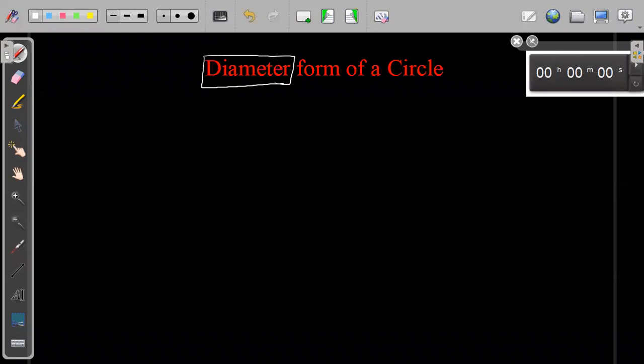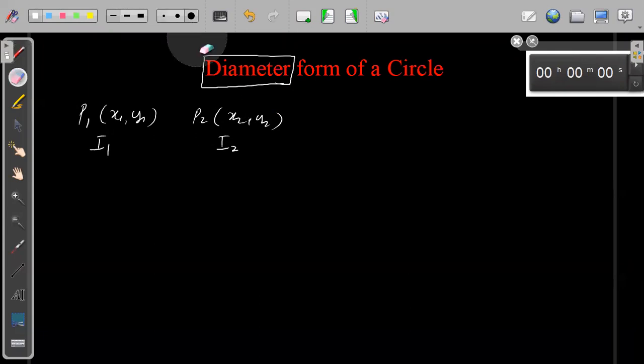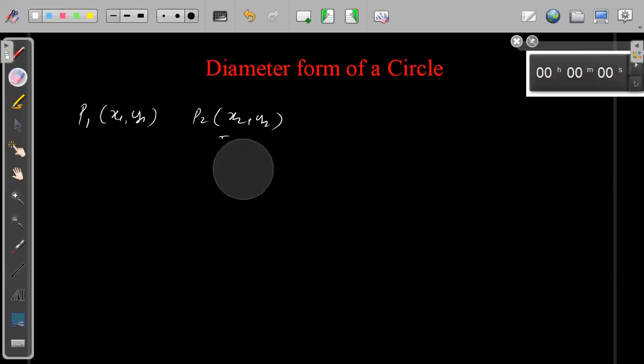One piece of information is the first point, P1, which is X1, Y1. The second is P2, which is X2, Y2. So we have these two pieces of information. The third piece of information required to find the equation of the circle is that these 2 points are the diameter, right? So let's see.